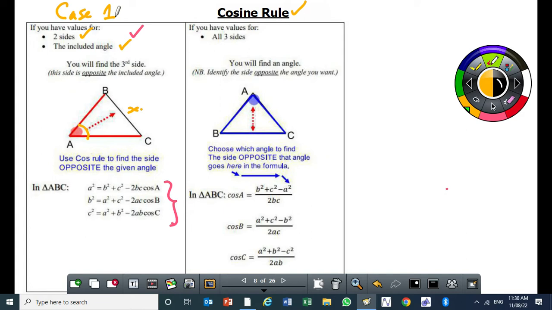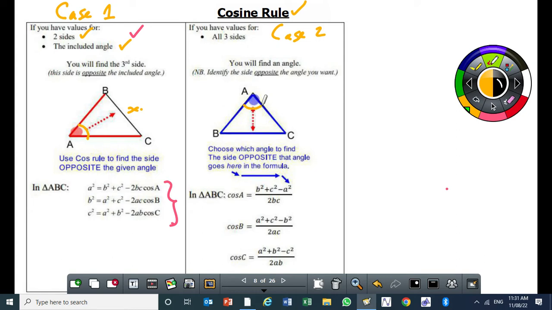The second case, which is not very common, examiners don't like it. So far, I haven't seen a recent matric paper where they tested case number 2. With case number 2, no angle will be given. The three sides must be given, and then you'll be asked to calculate any one of the three angles. For example, you can be asked to calculate the size of angle A if all the sides are given.